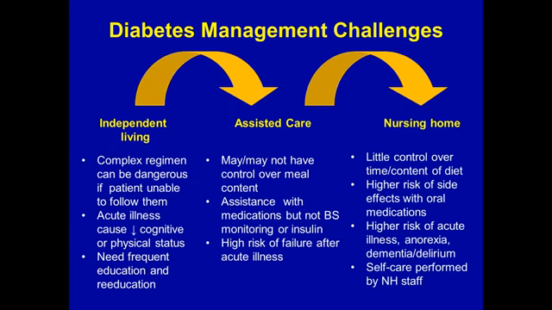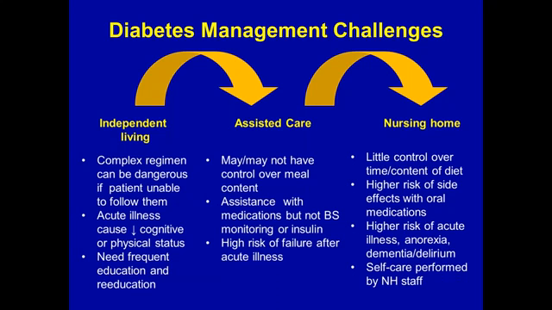The last situation in which we can find subjects in the elderly population is the nursing home. Here, even more so, the ability to control their food content and timing is decreased. There is a very high possibility of side effects from oral and injectable medication. Any acute illness, anorexia, dementia, or delirium can interfere with the diabetes. And most of the care, such as daily living, meals, as well as medication, is performed by the nursing home staff.